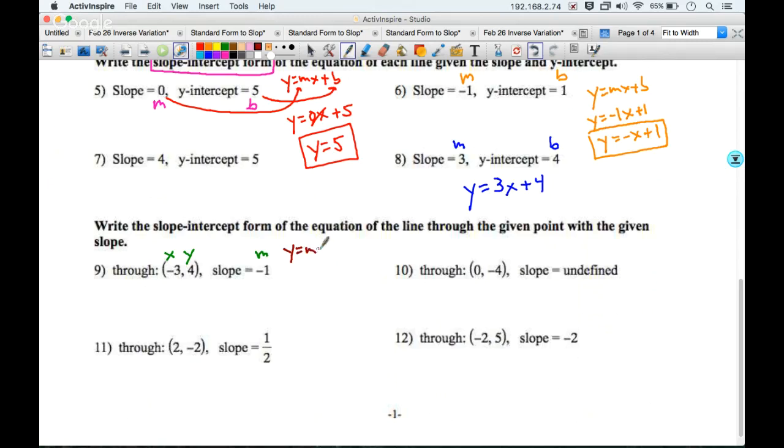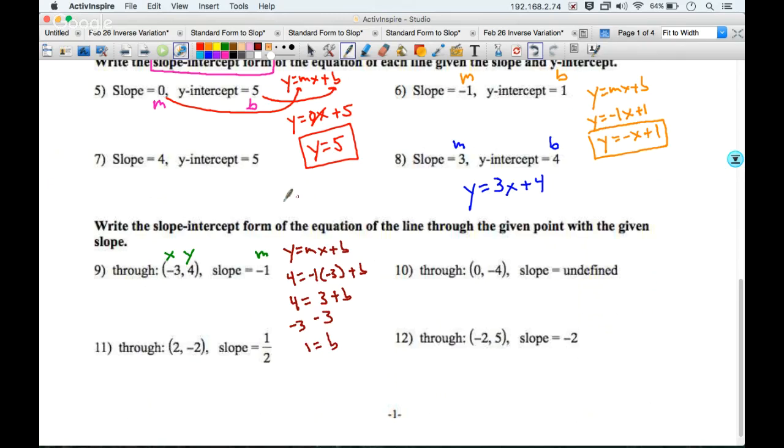Again, we start with y equals mx plus b, but we fill in what we have. So the 4 equals -1 times -3 plus b. Notice now b is the only variable not solved. 4 equals 3 plus b, -3 minus 3, 1 equals b.